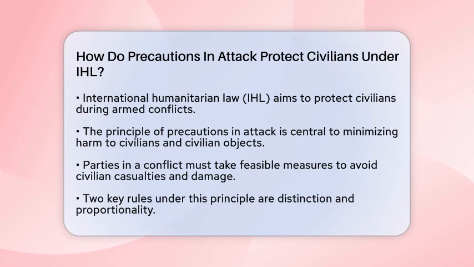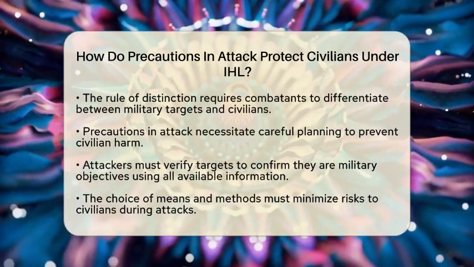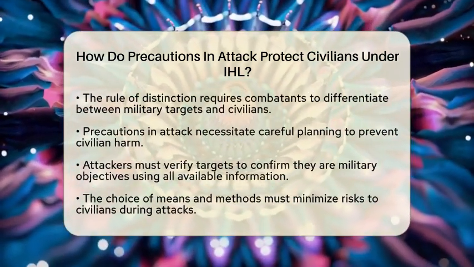It requires all parties involved in a conflict to take feasible measures to avoid or reduce incidental civilian casualties and damage. At the heart of this principle are two important rules: distinction and proportionality. The rule of distinction means that combatants must always differentiate between military targets and civilians. Precautions in attack help ensure that this distinction is respected in practice. They require careful planning and execution of military actions to prevent civilian harm.